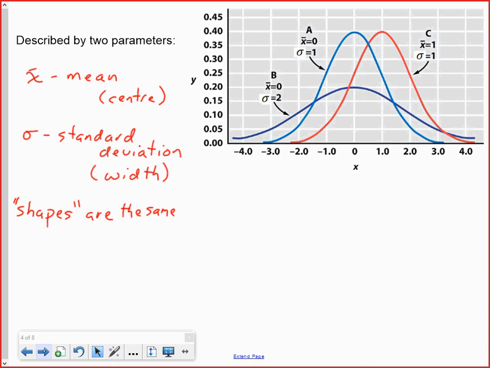So I've got a little graph here showing three normal distributions. First, they're just labeled A, B, and C. A is the light blue one, B is the dark blue one, and C is the red one here. If we look at A and B, these two have the same mean value. It's been placed at 0. So x bar is the same. What is different about the two of them? Well, they have different standard deviations. So the width of the distributions is different.